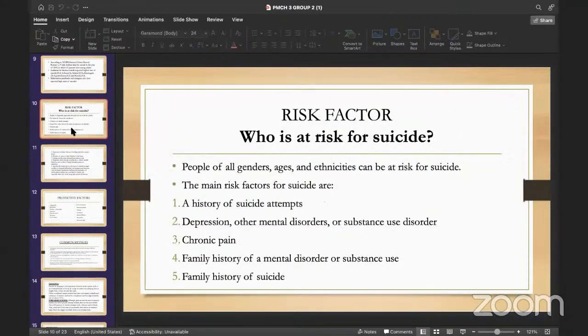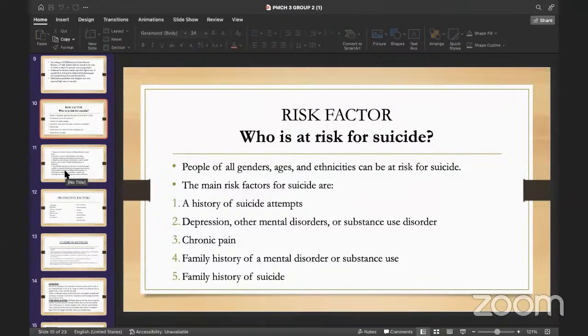And what are the risk factors of suicide? Who is at risk for suicide? People of all genders, ages, and ethnicities can be at risk for suicide. The main risk factors for suicide are a history of suicide attempts, depression, other mental disorders or substance use disorder, chronic pain, family history of mental disorder or substance use, and family history of suicide.